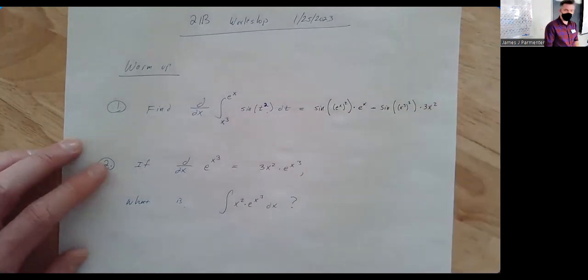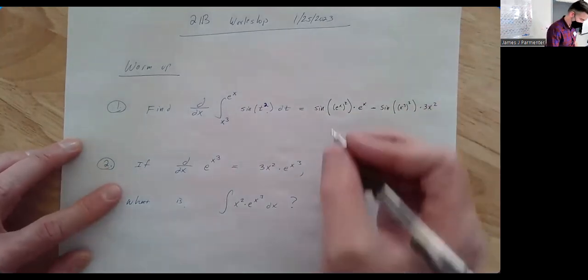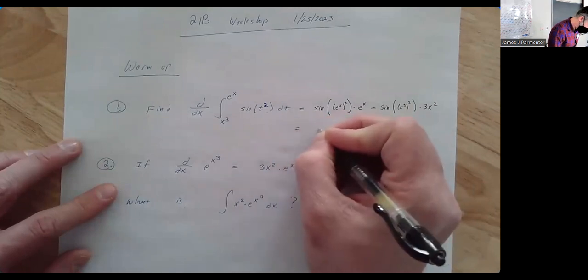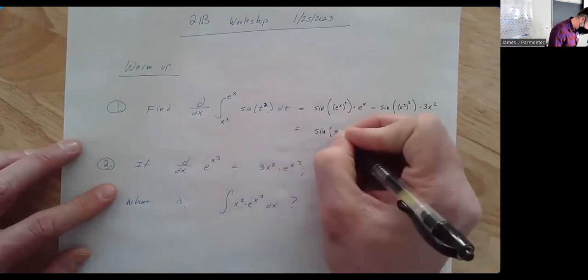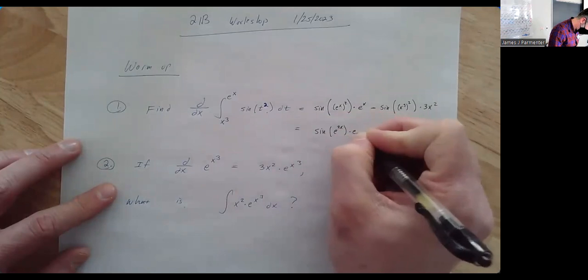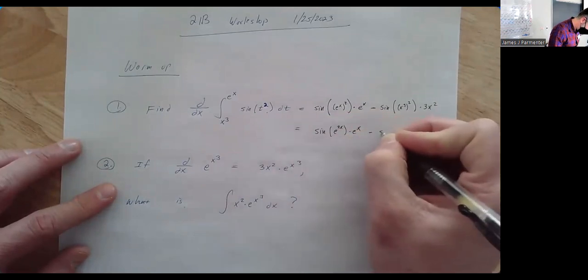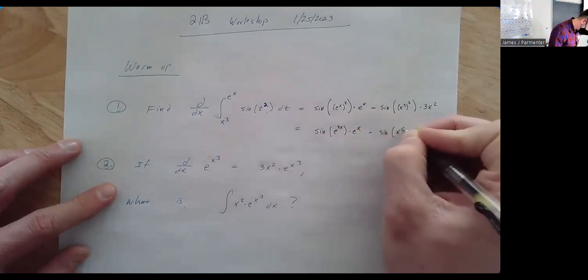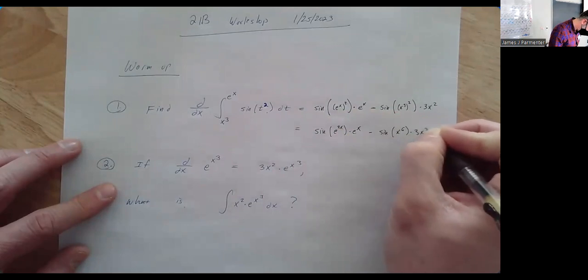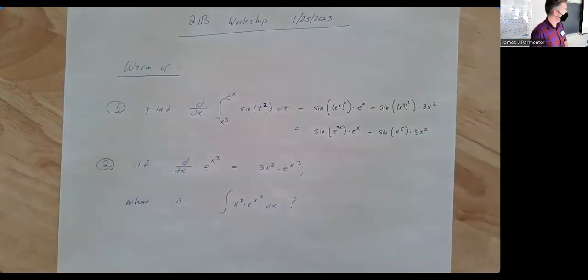We could simplify this if we really wanted to. It's not particularly necessary here, but you can write this as sine of e to the 2x times e to the x minus sine of x to the 6th times 3x squared. And that's about as simple as it gets. Questions about that?